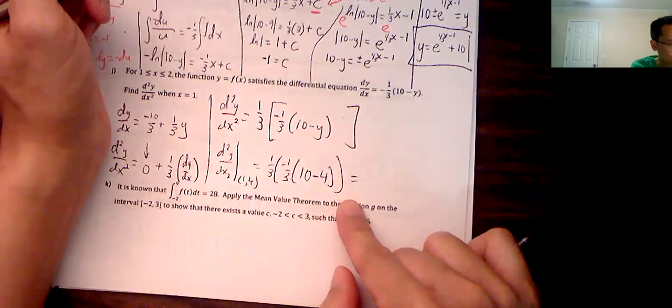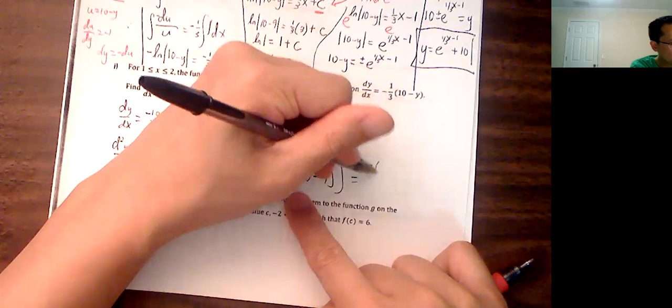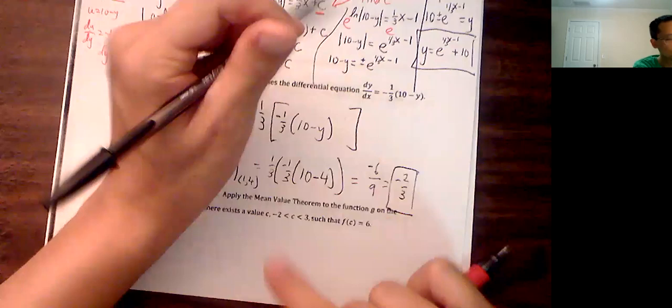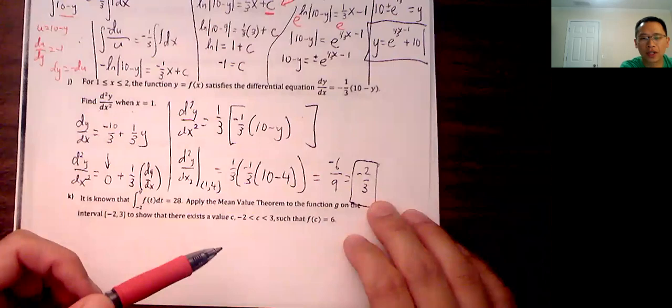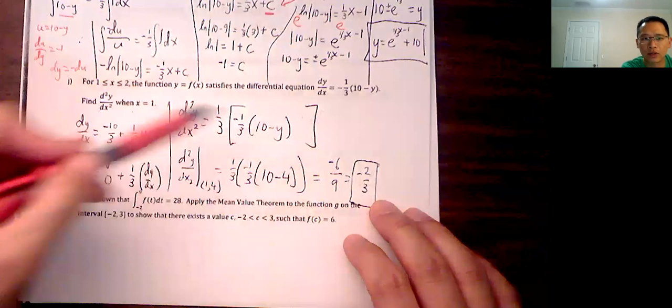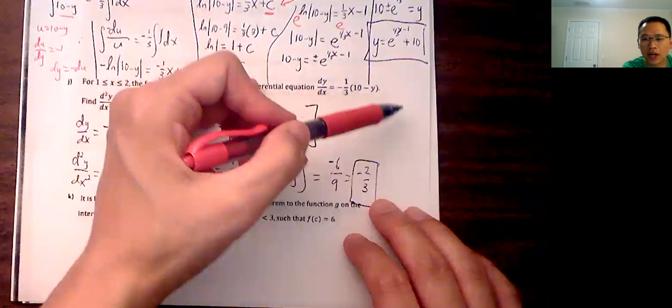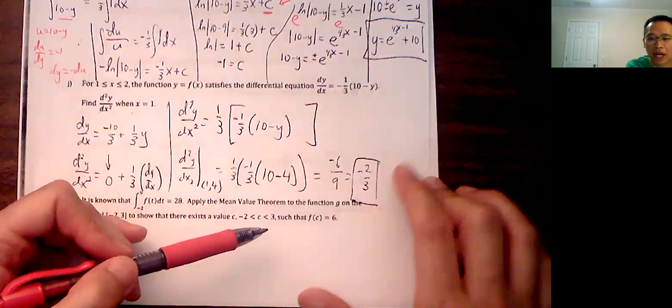So this gives us negative 6 over 9, which is negative 2/3. Now, something related to this is, let's say the problem says, find an equation of the tangent line at 1/4 and approximate using linear approximation. What can we say about that approximation? Is that approximation going to be under approximation or over approximation?